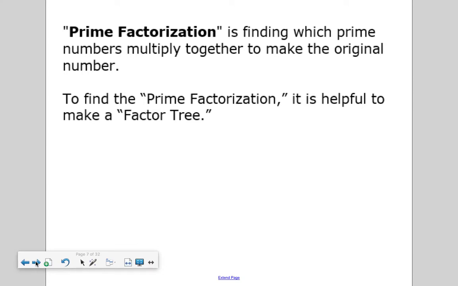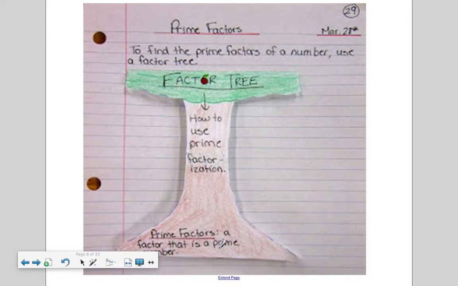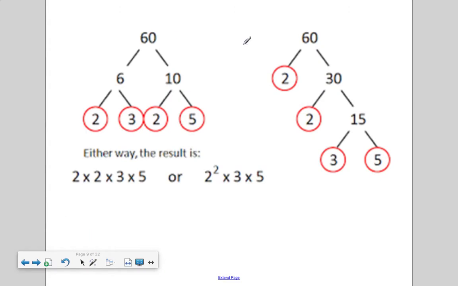So what is prime factorization? It is finding which prime numbers multiply together to make an original number. To find a prime factorization, it is helpful to make a factor tree, and this is a factor tree. A prime factor is a factor that is a prime number. So, for example, we have 60.